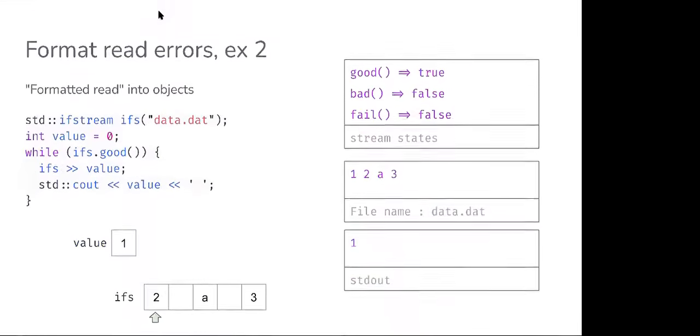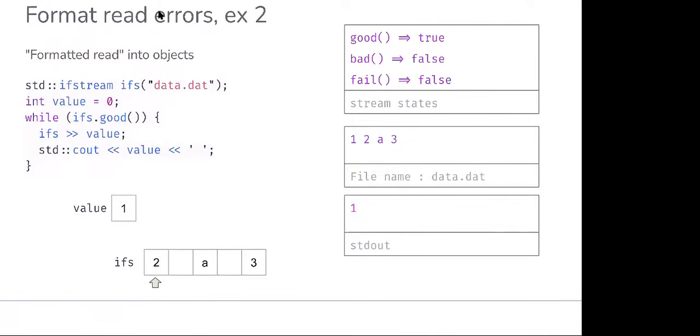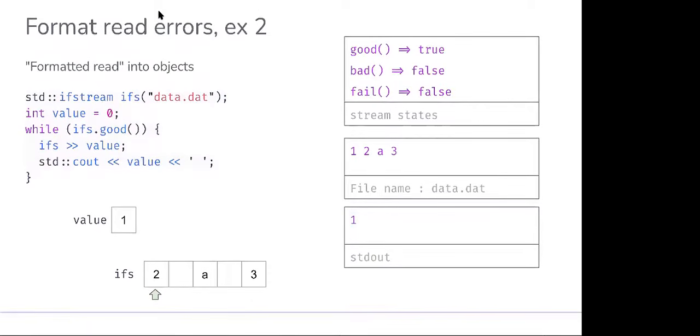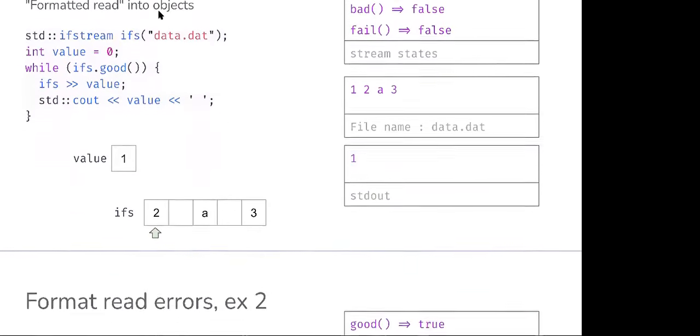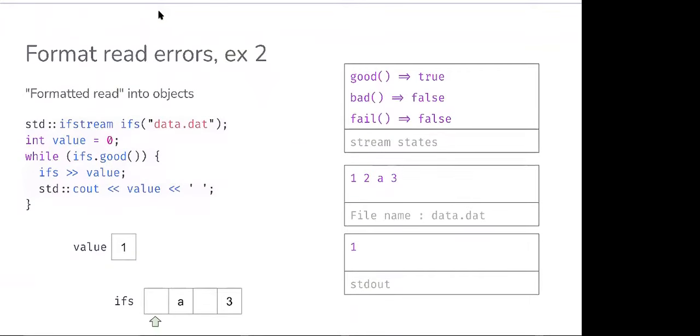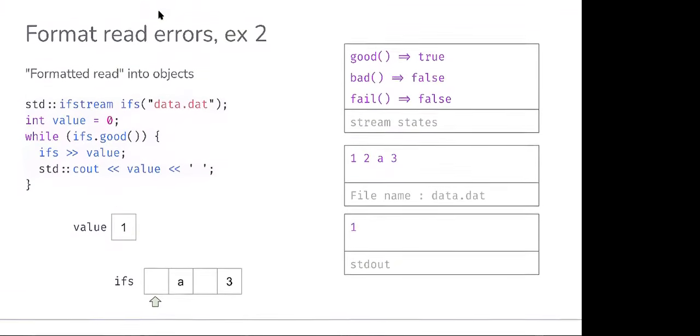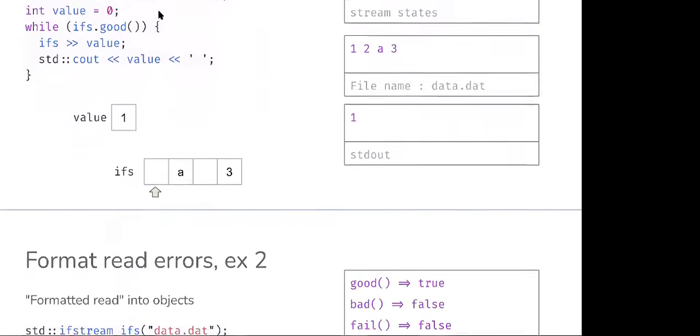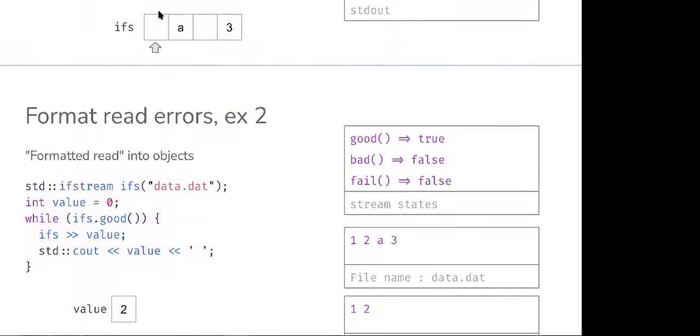We pop over that white space. We attempt to read the next integer value within this file. 2, that is going to match the format we're expecting. We'll go ahead and read it into value. The read will succeed. The state of the stream at this point is still good. We jump into the body of the while statement again, and we attempt the read.